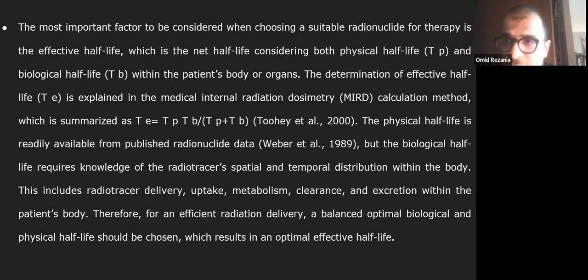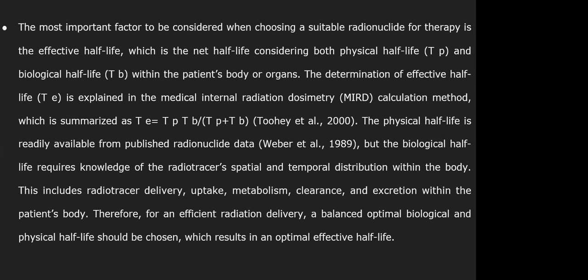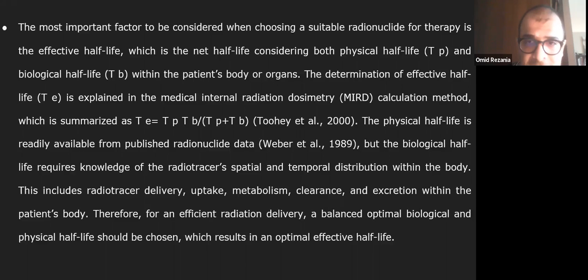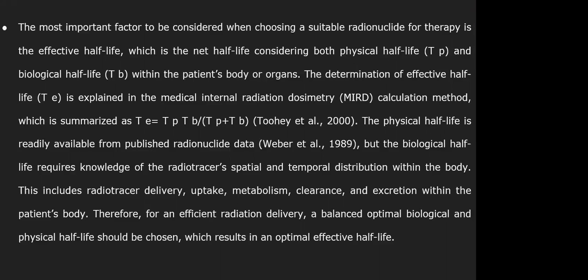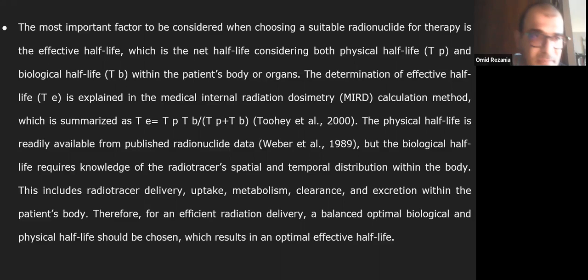Okay, you said that the determination of effective half-life, which you called T subscript E, where T stands for time and E stands for effective. Am I right, Gloria? Yes. It is explained in the medical internal radiation dosimetry, which means the amount of radiation they can tolerate, calculation method, which is summarized as the effective time equals TP multiplied by TB divided by TP plus TB, where TB is the biological half-life and TP is the physical half-life.